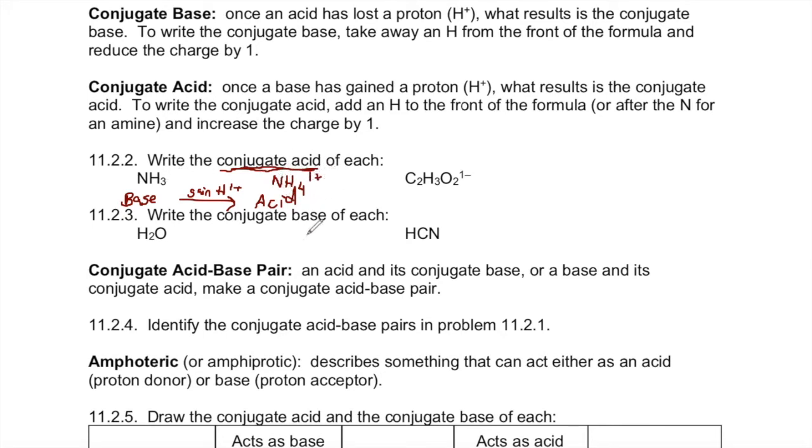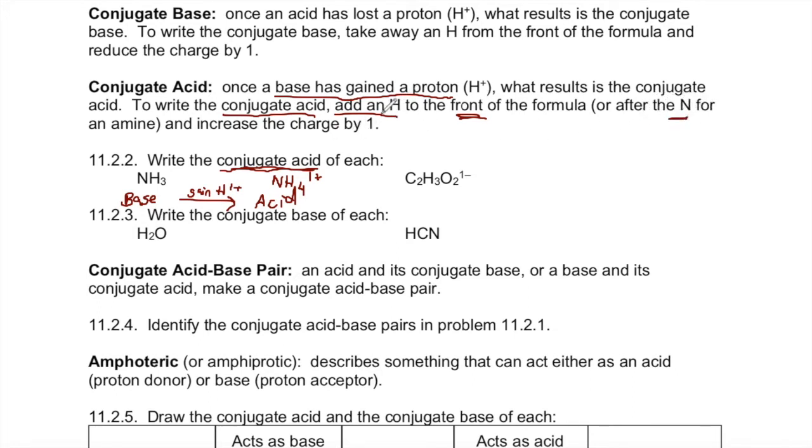And then we have to increase the charge by 1. So that's what we're doing here. We're taking the base and giving it a proton. So to write the conjugate acid, we're adding an H. Usually it's the front of the formula, but for an amine, you put it next to the nitrogen. That's just the way that we draw those formulas. So usually it's the front of the formula, but if it's an amine, it would go after the N.